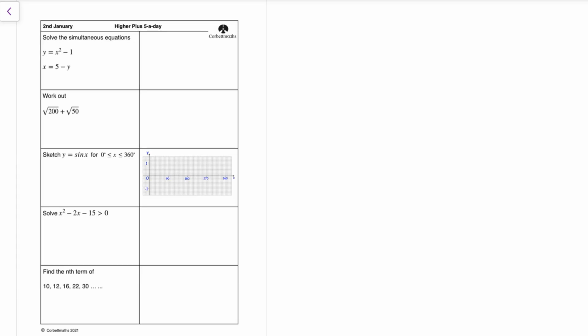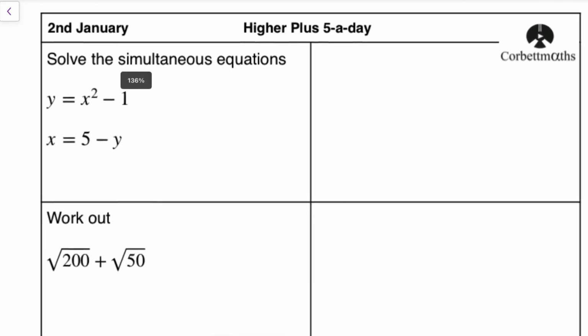The 2nd of January. This is the Higher Plus 5 a Day. Let's go with the first question.